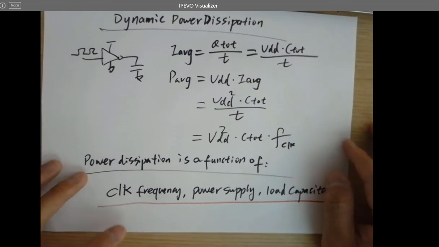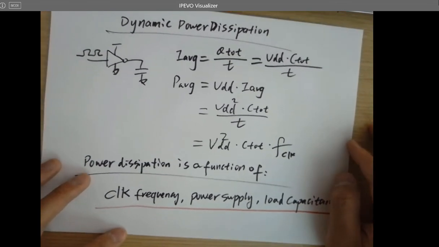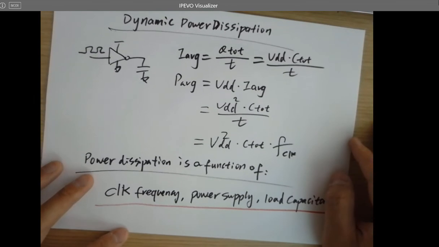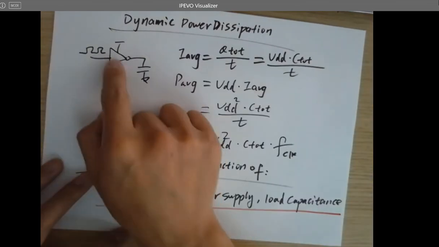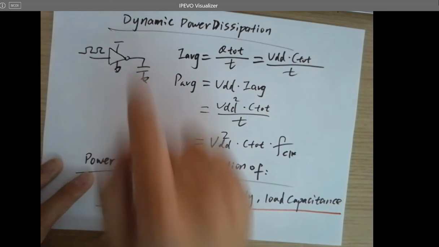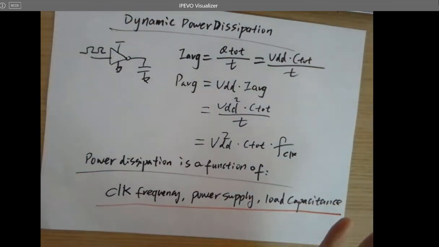Okay? Power consumption. Whenever it's charging and discharging, there will be power involved. And whenever it's running faster, you get more power involved, right? It's consuming more current and power.